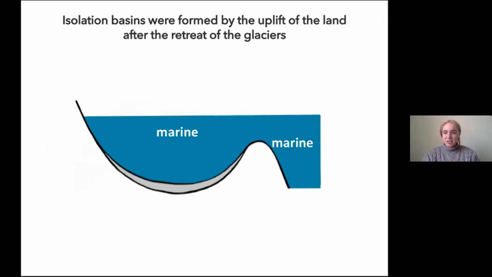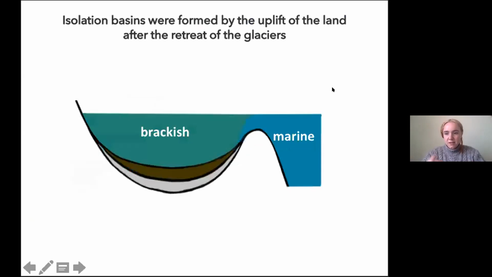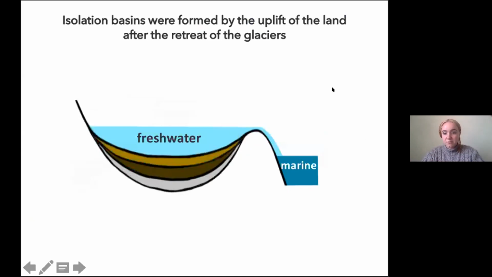So when the glaciers melted, the land lifted up. And you can imagine this like when you get out of bed in the morning and you get off your mattress and the weight is removed from your mattress, it would also lift up again. And this is exactly what happened to the land there when the weight of the glaciers was removed. So then marine basins that were formerly connected to the sea were disconnected from the sea due to this land uplift. So then they turned slowly to brackish and finally freshwater isolation lakes.